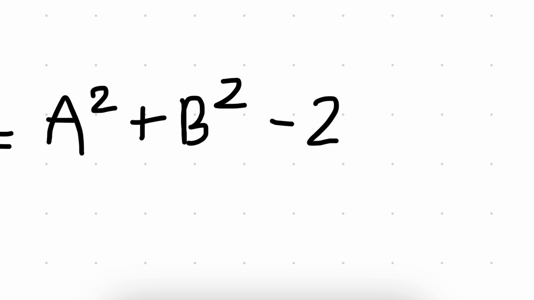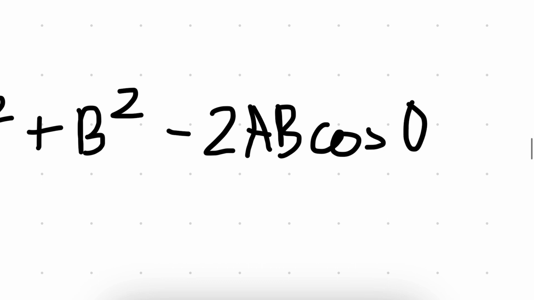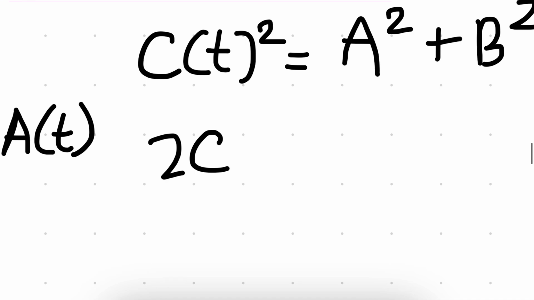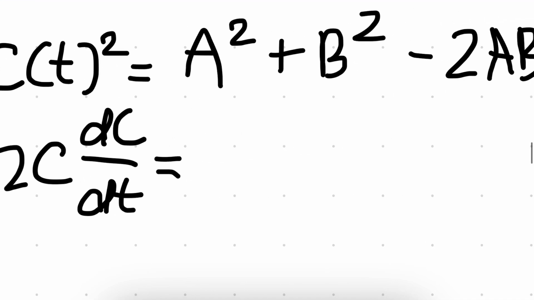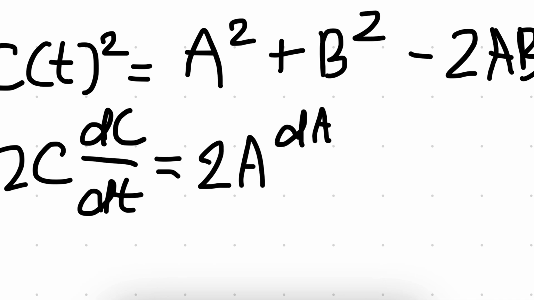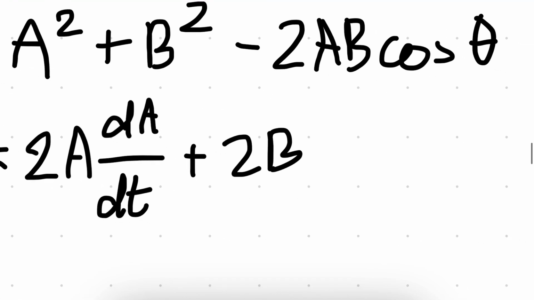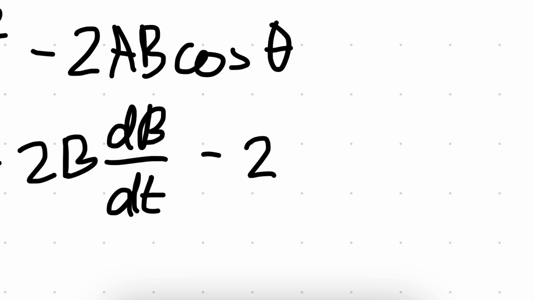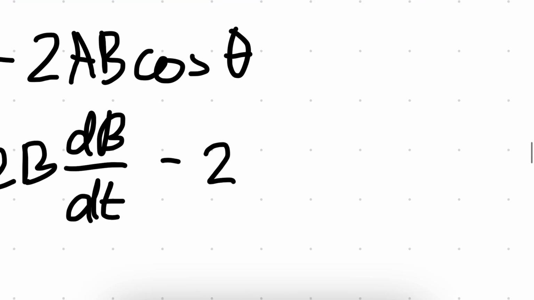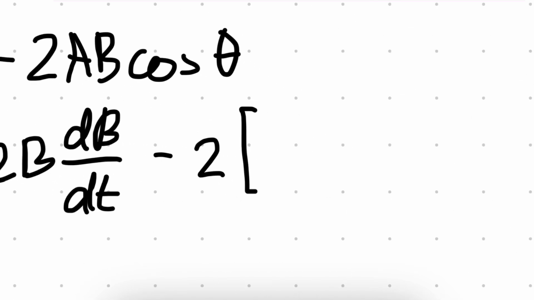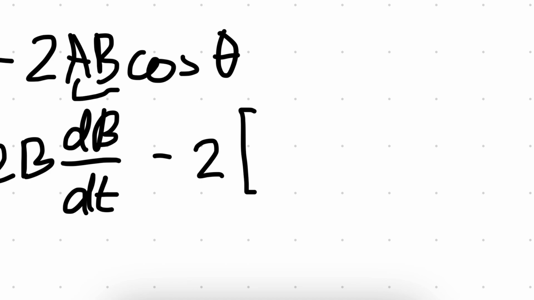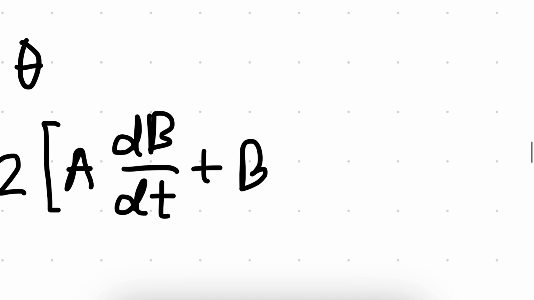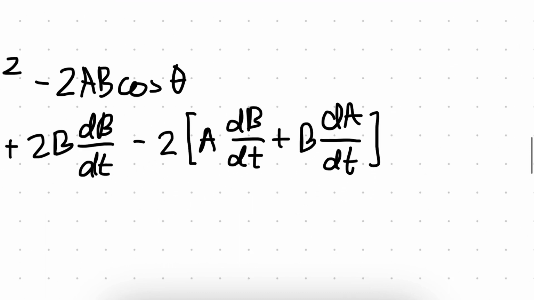Okay, so a squared plus b squared minus 2ab cosine theta. And when you derive this, you have 2c dc/dt. So we take the derivative with respect to time. It's the same thing, 2a dA/dt plus 2b dB/dt minus 2. The thing is, now I have to use the product rule with three guys. So I'm going to take the product rule of a and b first: a dB/dt plus b dA/dt, and then the cosine.